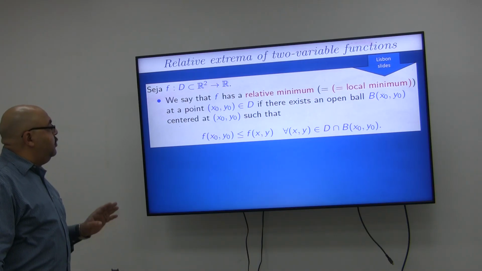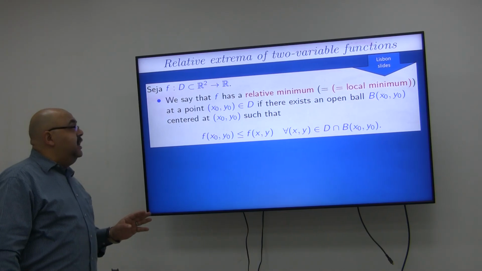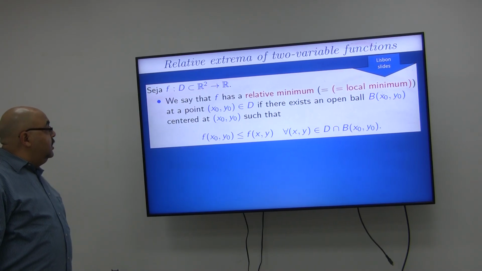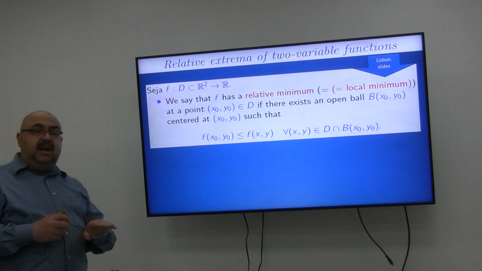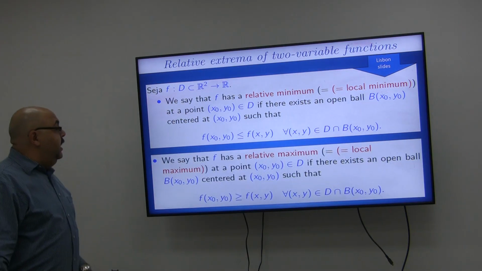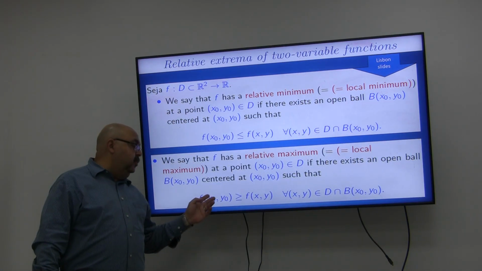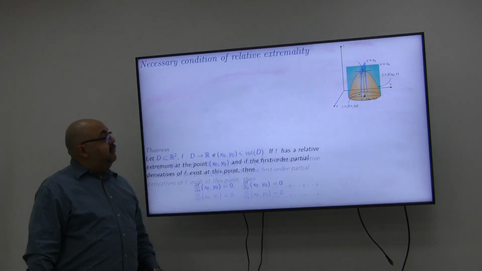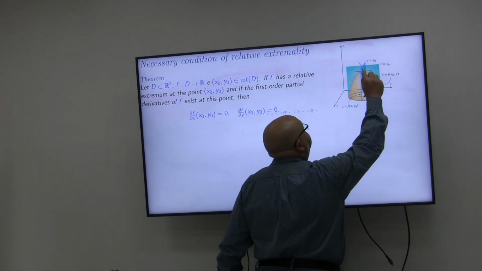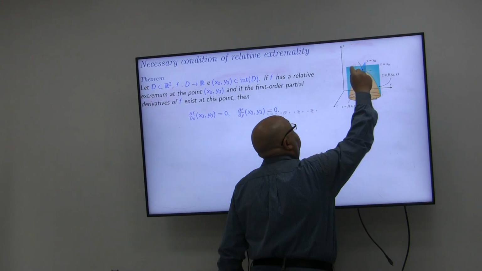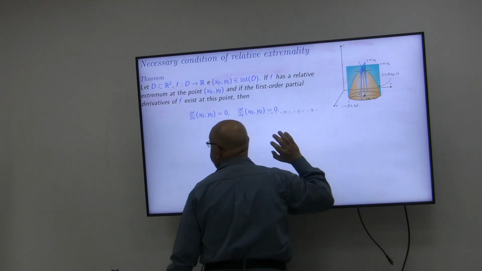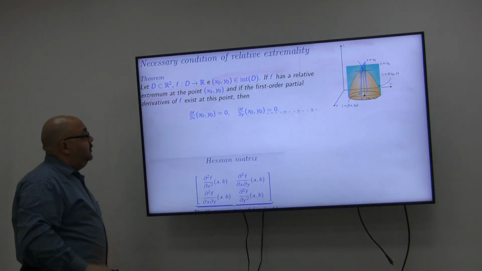If f is running from R2 into R, we say that f has a relative minimum, a local minimum, at a certain point if there exists an open ball centered at that point such that f is less than all the points in the neighborhood. That's the definition of the minimum. And for the maximum, f of x node and y node should be greater than f of x and y. That's an explanation of the critical point. If you get to the point here, then for the open ball, all the points in the neighborhood will be less than it, which is the condition for optimality.